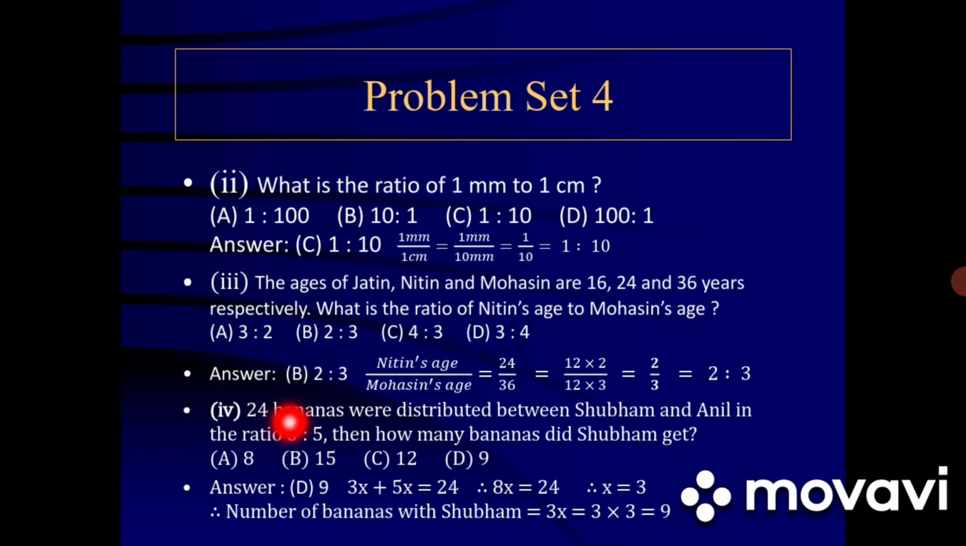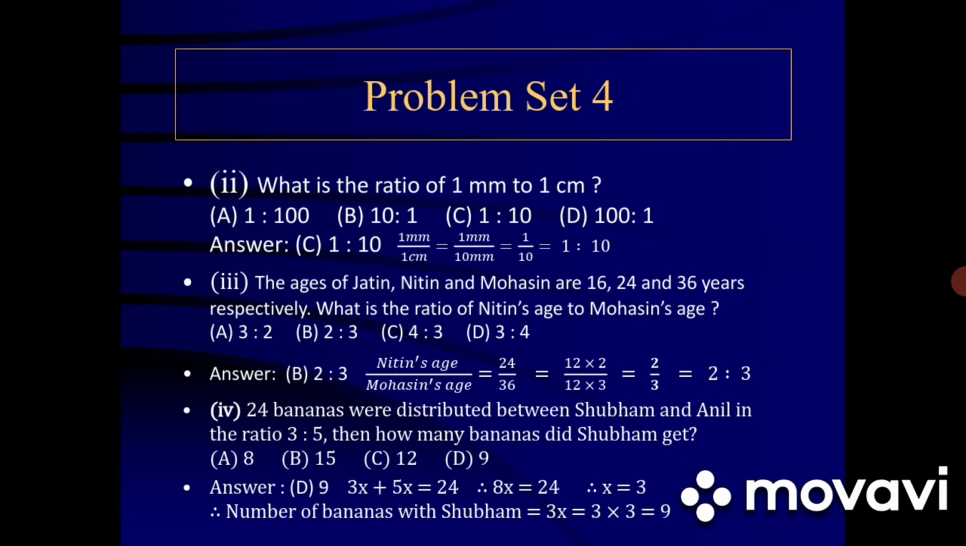Subdivision 4. 24 bananas were distributed between Shubham and Anil in the ratio 3 is to 5. Then how many bananas did Shubham get? Solution: let the common multiple of the given ratio be x. Therefore, total bananas distributed between Shubham and Anil were 24. Therefore, 3x plus 5x is equal to 24. Therefore, 8x is equal to 24, and therefore x is equal to 3.